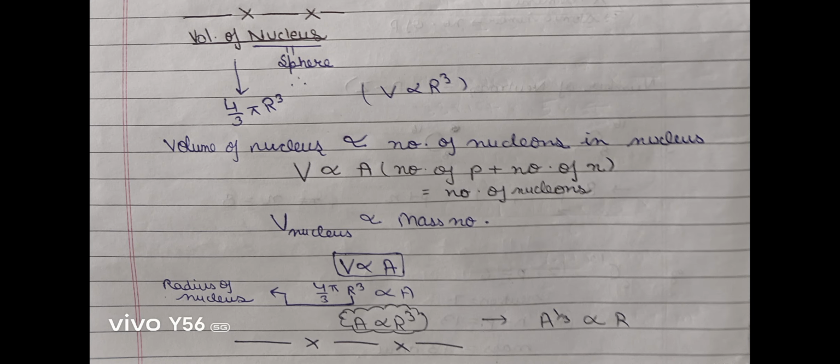Number of nucleons is number of protons plus number of neutrons. So number of protons plus number of neutrons is atomic mass number. So volume is directly proportional to mass number.